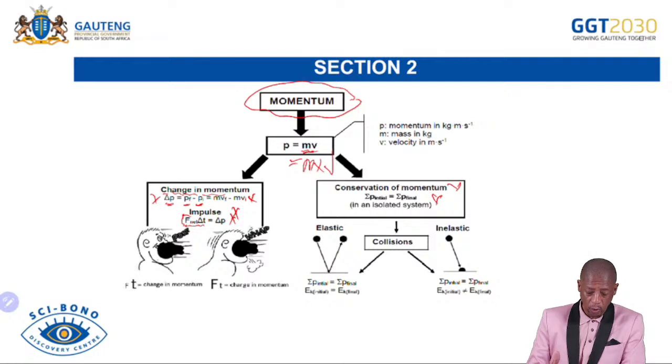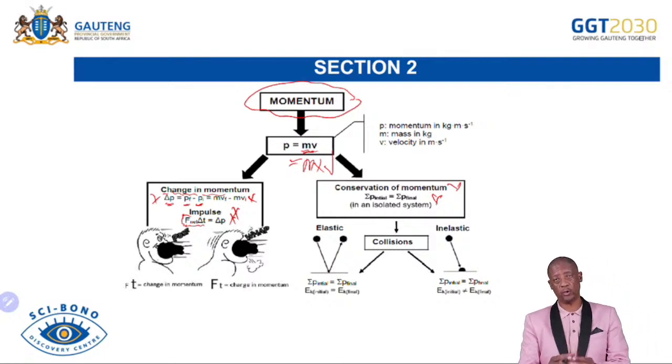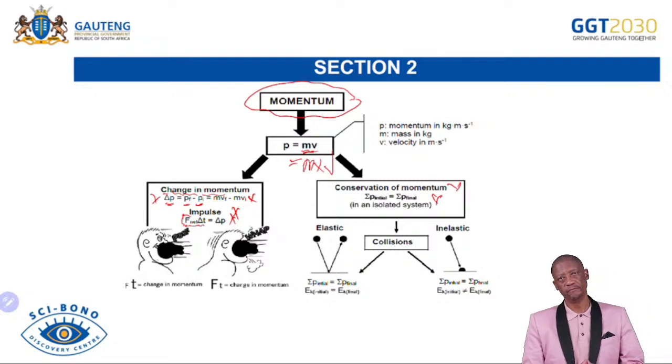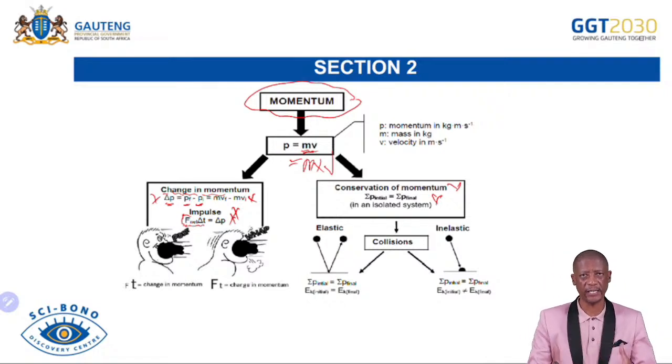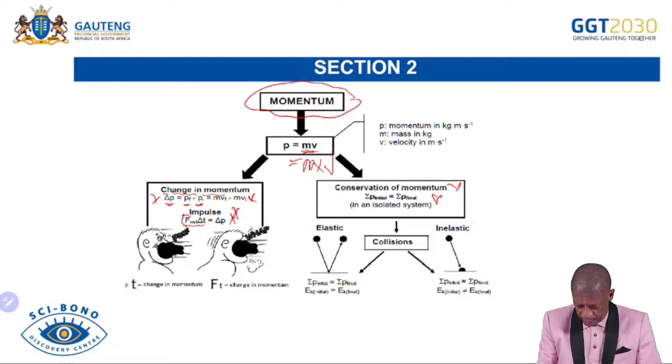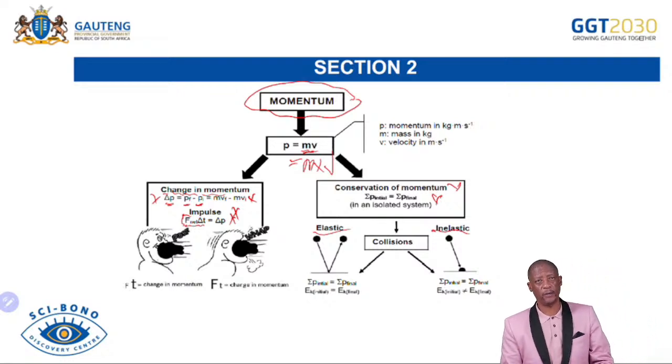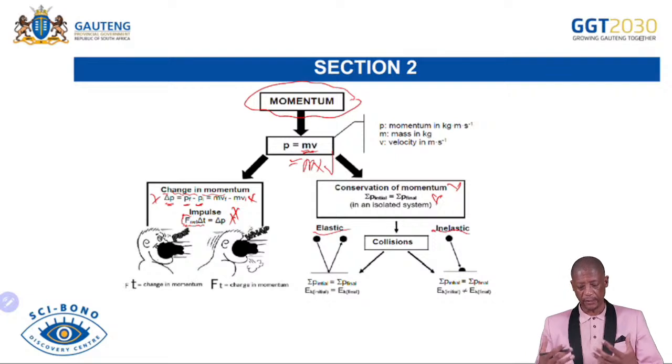Then this law is split into 2 collisions. In fact, it's 3 types, because we've got the elastic collision, the inelastic collision, and the explosion. So we'll look at those 3, what they entail and how to apply them in terms of calculations. We'll be talking about the inelastic collision, the elastic collision, and the explosion if time allows.